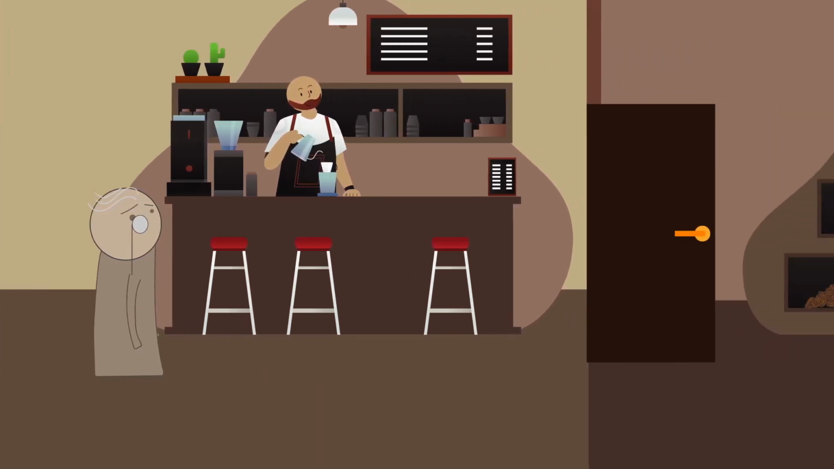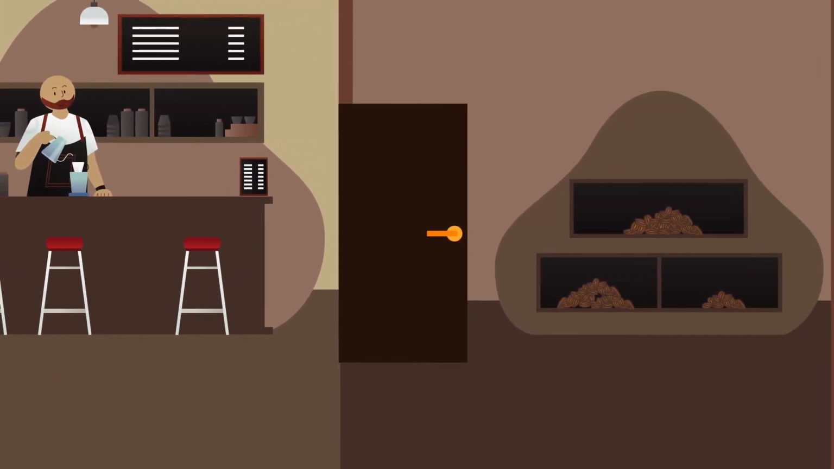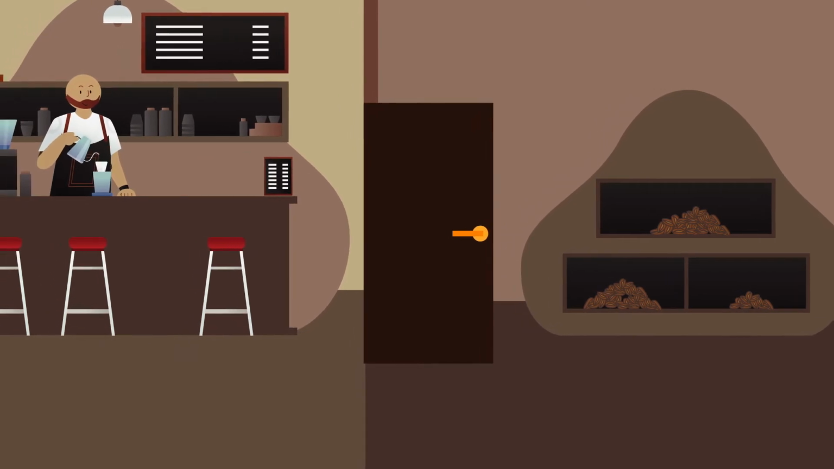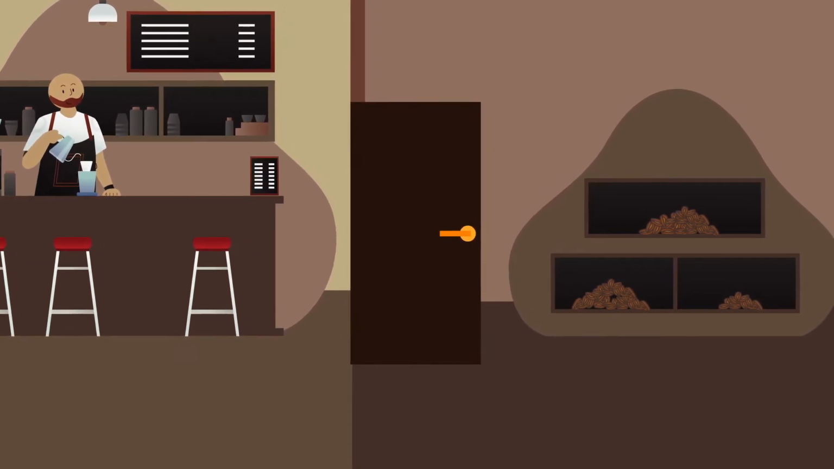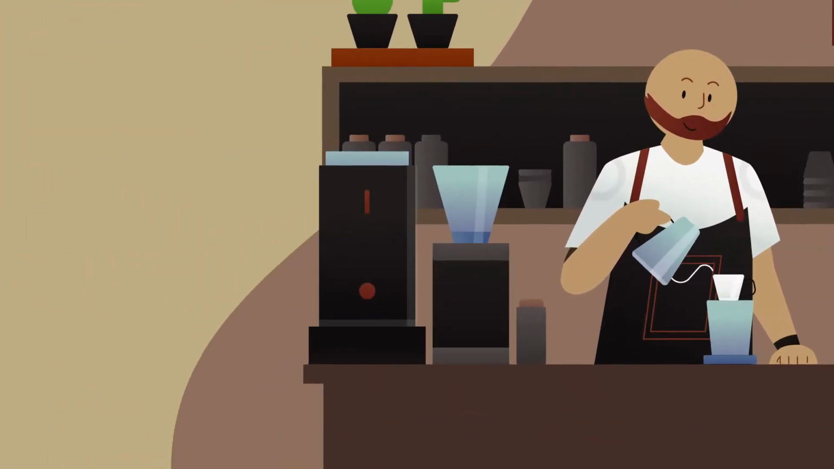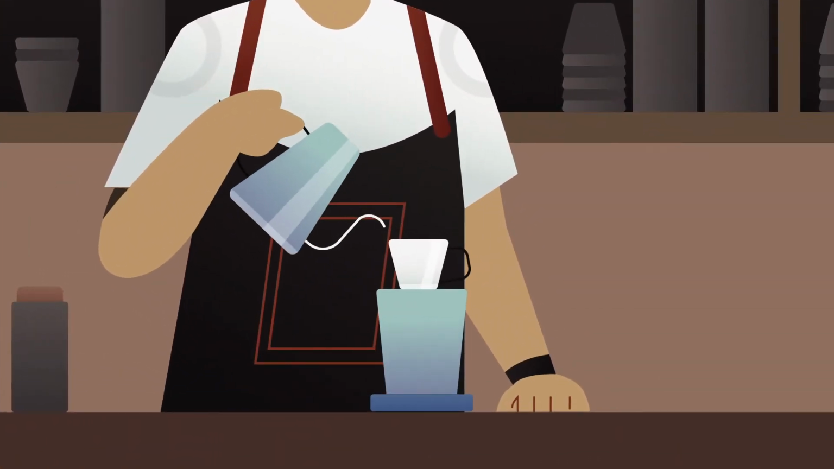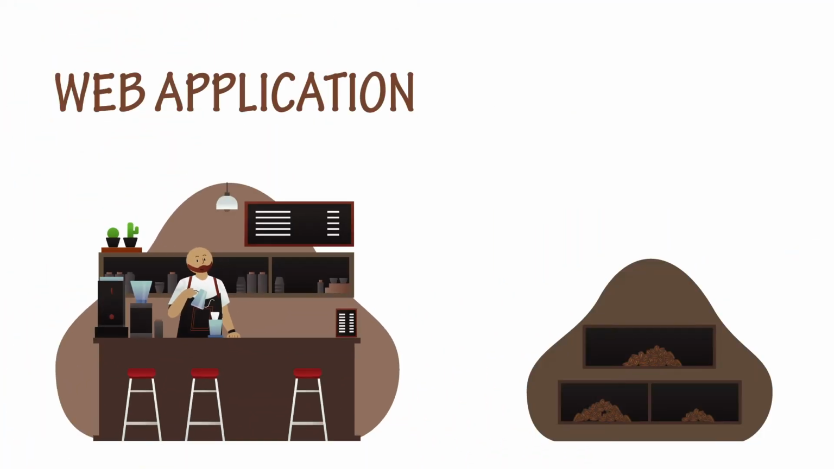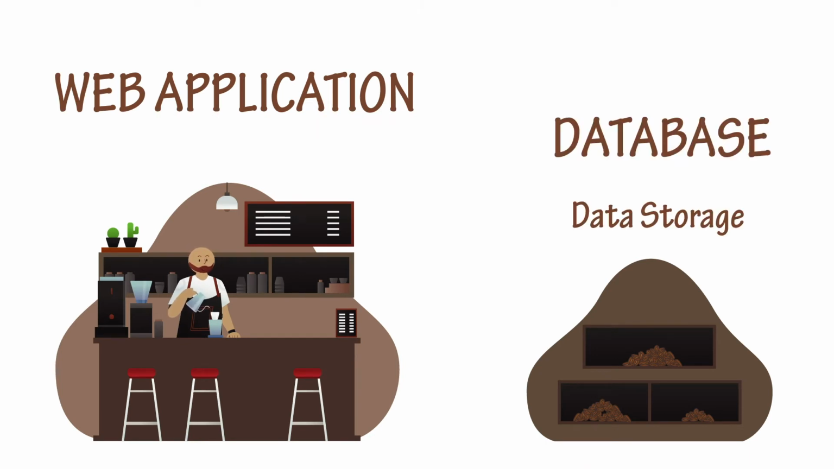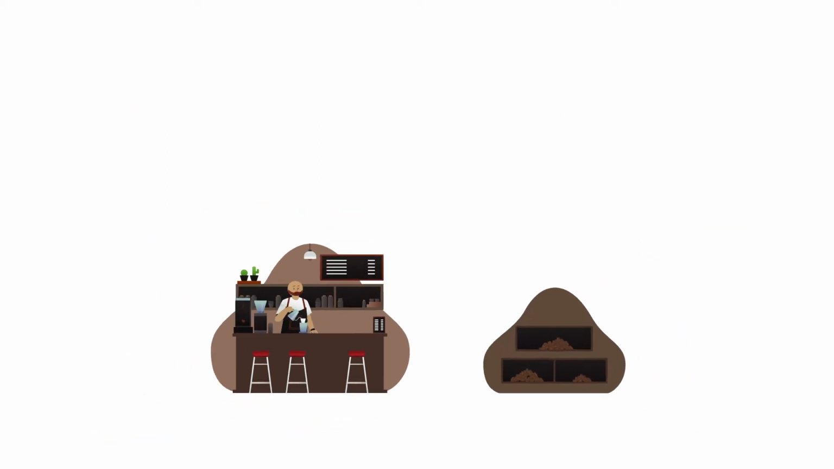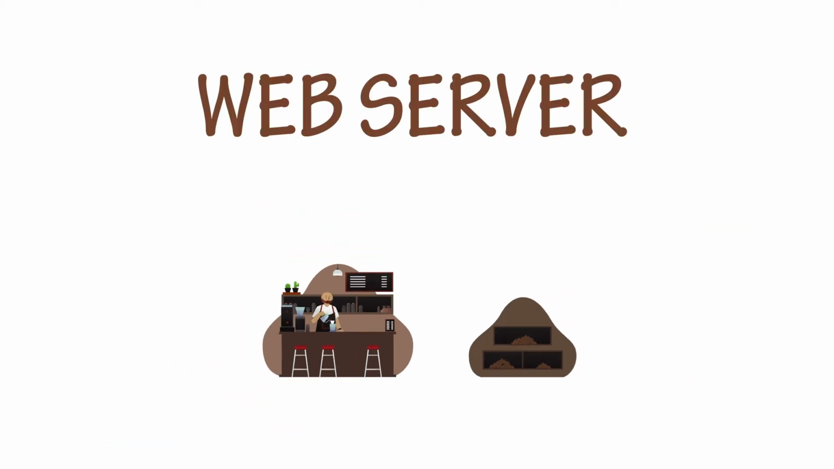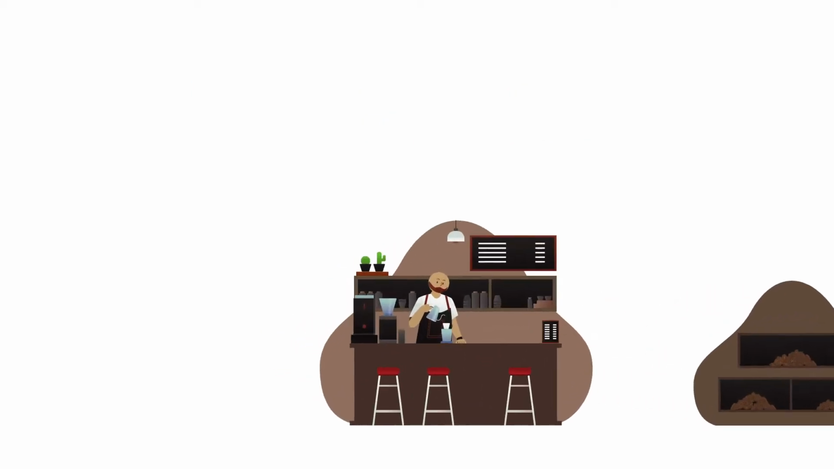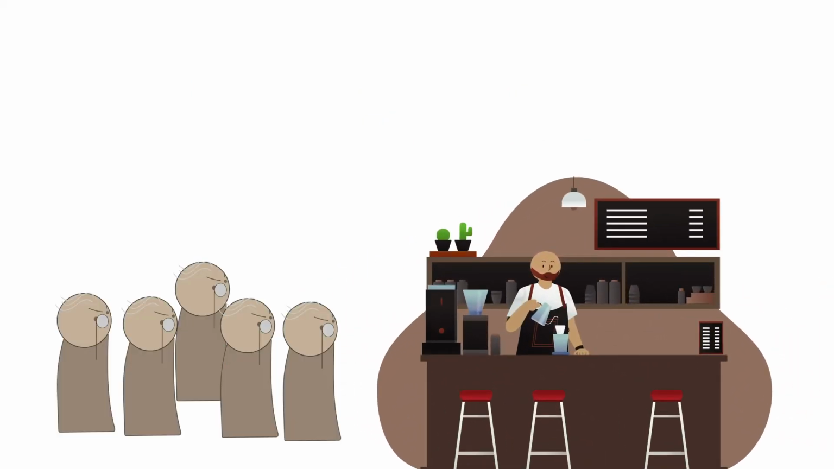This coffee shop has a storage which is located at the back of the store. And this is the first place where the barista goes to get coffee beans. Then, of course, the barista is going to mill the coffee beans and prepare a coffee. In this case, we will call the coffee shop a web application, and a web application which has a database. In this case, the database is a storage where coffee beans are stored, and of course we also call this type a web server.